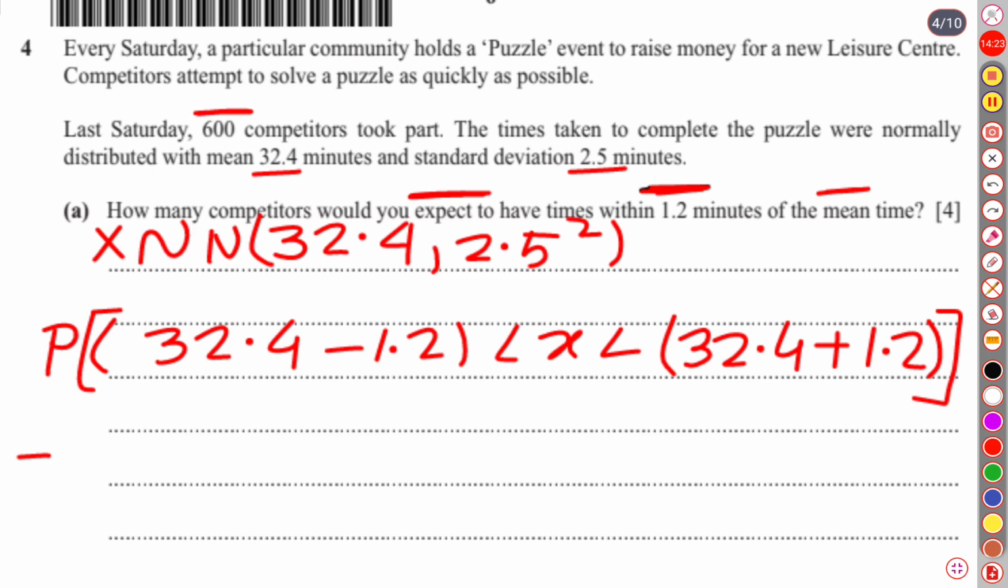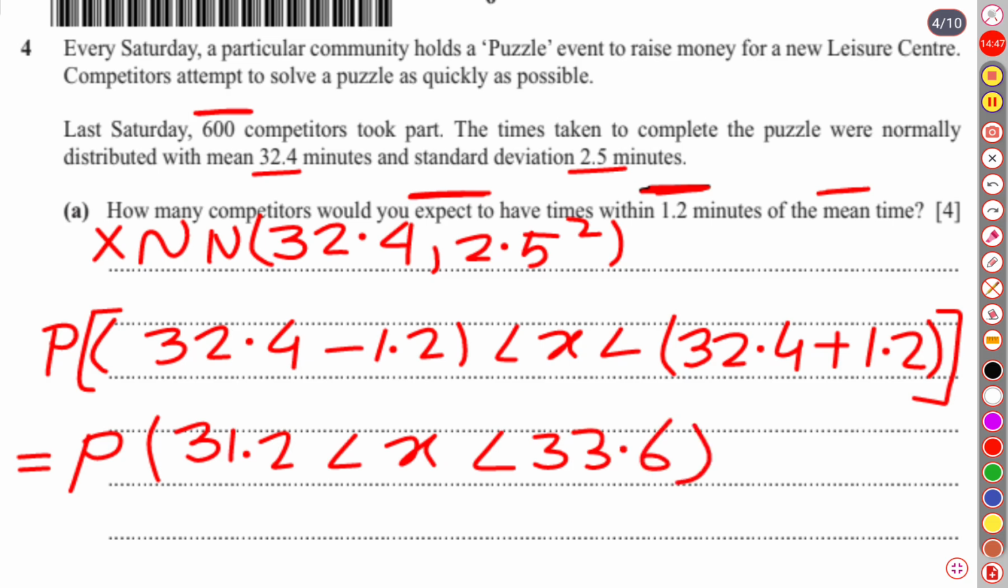Now if we standardize this score, it is going to be the probability of, if we subtract, it is going to be 31.2 less than x, less than 33.6.